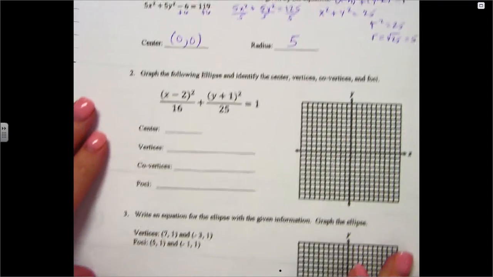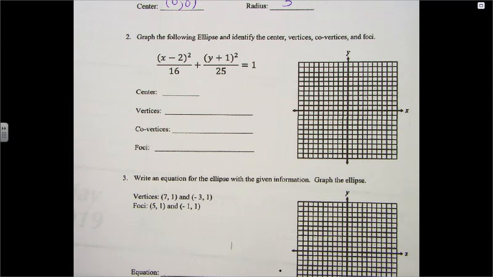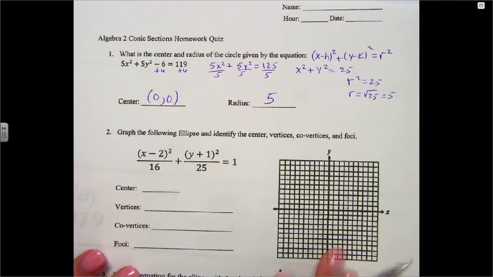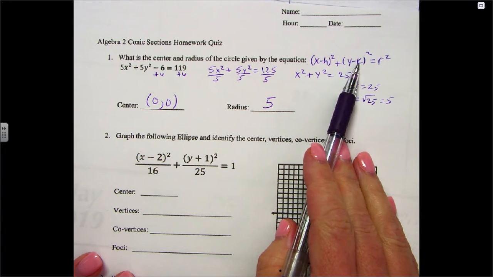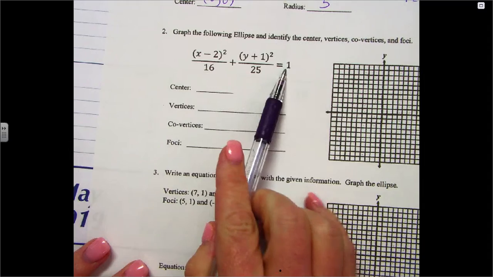So let's move on to the ellipse. Remember, the ellipse has two different formulas. The main formula is going to be the same as a circle. It's going to be your (x - h) quantity squared plus (y - k) quantity squared, but now it's going to equal 1. So it has to equal 1.